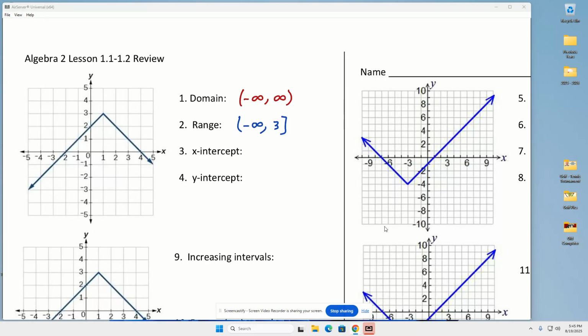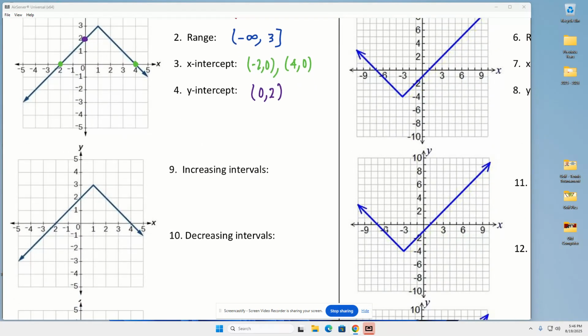Okay? Now, two really simple concepts. X-intercept is here and here. I'm going to name them full ordered pairs. So that's negative 2, 0, and that's 4, 0. My y-intercept, of course, a little different. My y-intercept is right here. And that's not 2, 0. That's 0, 2. Okay?